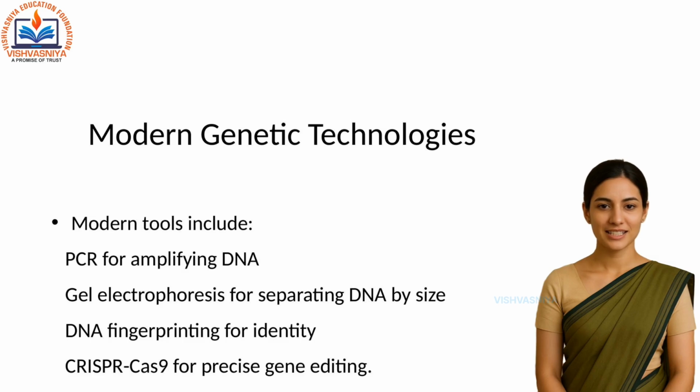Now let's look at the amazing tools we use today. PCR, polymerase chain reaction, makes millions of DNA copies. Gel electrophoresis separates DNA fragments by size. DNA fingerprinting, used in forensics, is based on STRs. CRISPR-Cas9, gene editing scissors. Scientists can now remove, add, or modify genes in living organisms.